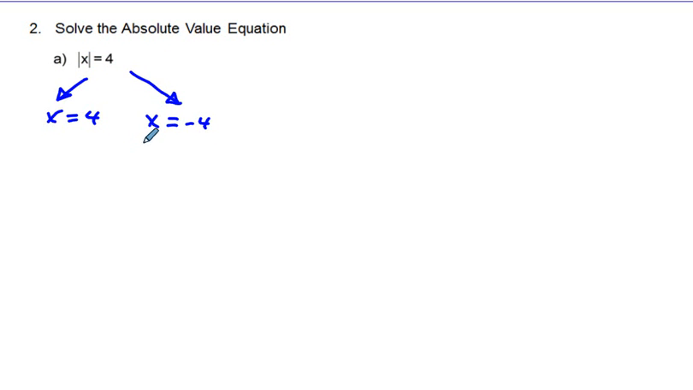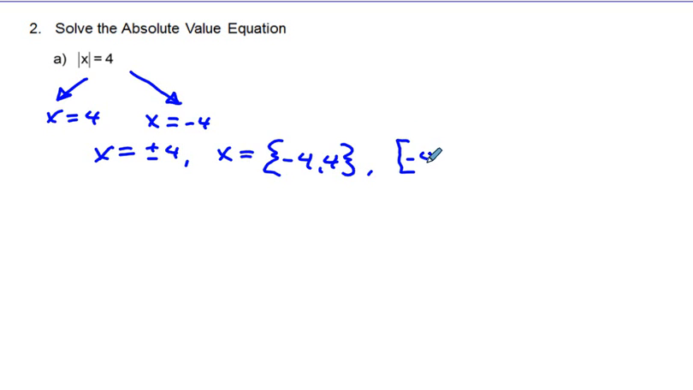And we can write this in different ways. We could write this as x is equal to plus or minus 4. We could write this alternatively as x is equal to, in set notation, negative 4 comma 4. In interval notation, we could write this as negative 4 union 4. I'm not going to write all the methods in the future, but those are possible things you can see.